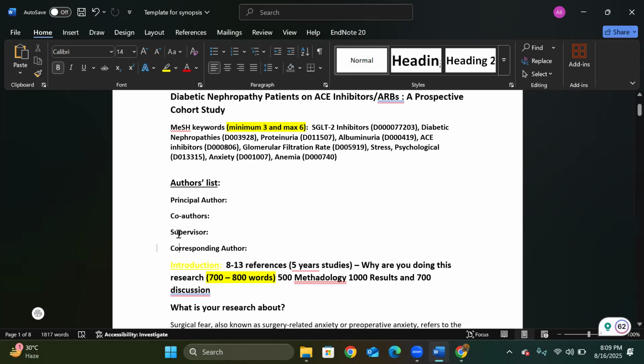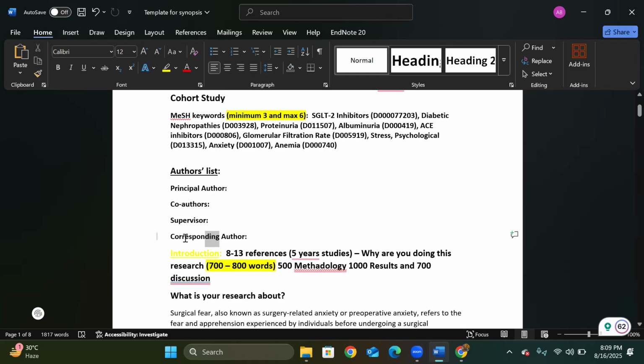Supervisor is the one who supervises you. A corresponding author, the word is from the word correspondence. That means it's someone who is involved in the correspondence, the messaging, or the emailing. So when you submit your article to the journal, the editor will ask who is the corresponding author. Instead of contacting all the authors of the article, 9 or 10 authors, they would just be in contact with that one person who is the corresponding author.